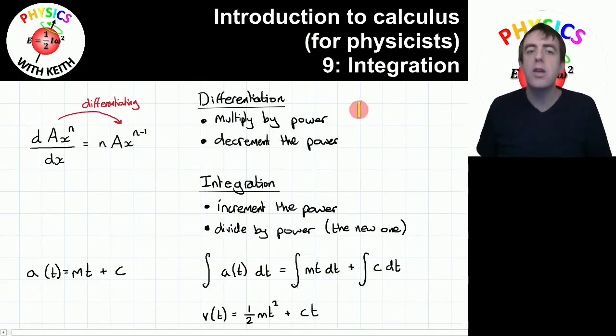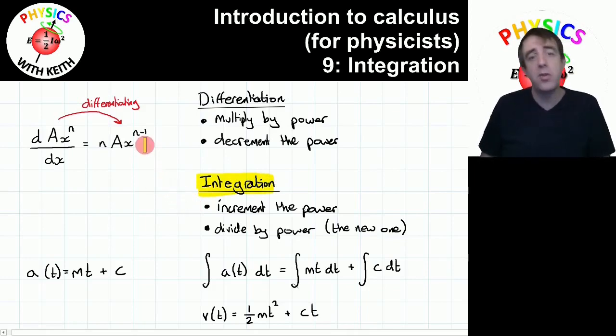Well, the way that I think is easiest to remember this is to start with what differentiation was. And if you remember integration is the opposite, then it's straightforward. With differentiation, first of all, we multiplied by the power. N here went here. Then we decremented the power. That means we reduced it by 1. Now that's what we did when we differentiated. So when we integrate, we're going to do the opposite, in the opposite order.